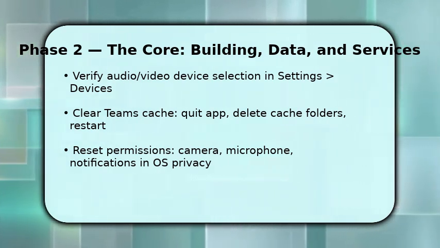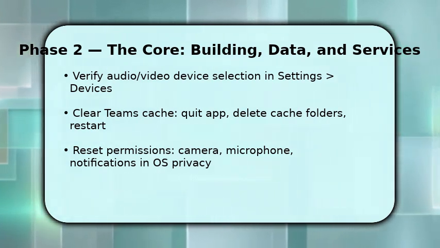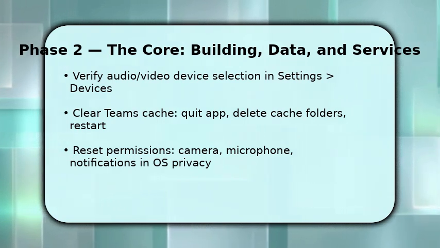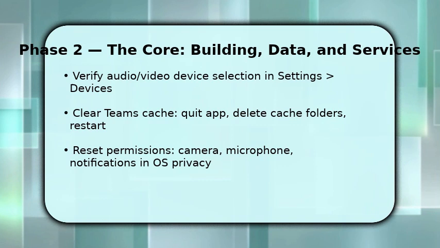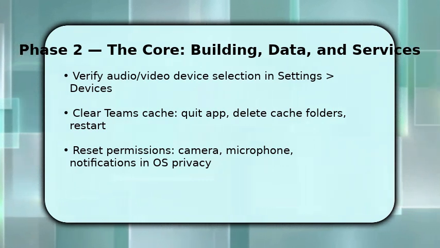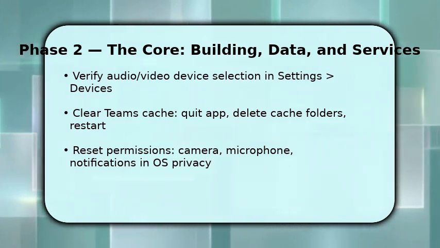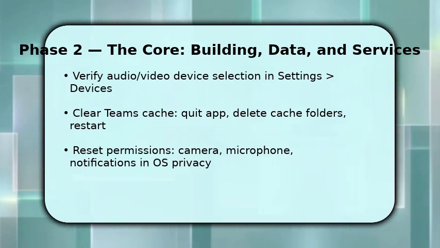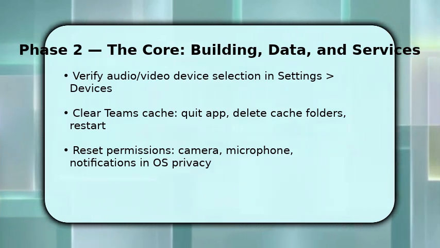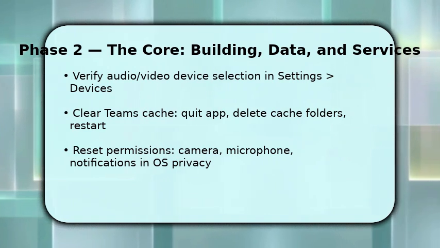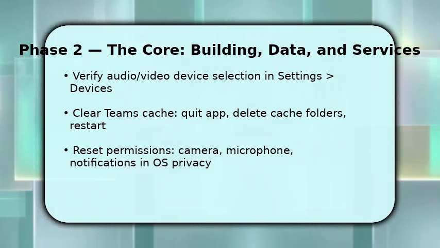Once done, clear the Teams cache to resolve stale data. Quit the app, remove the cache folders, then restart. This often restores normal behavior. Make sure OS privacy permissions allow camera and microphone access. If not, grant them and relaunch Teams. If meetings still fail, use the built-in test call to verify audio end to end before moving on.